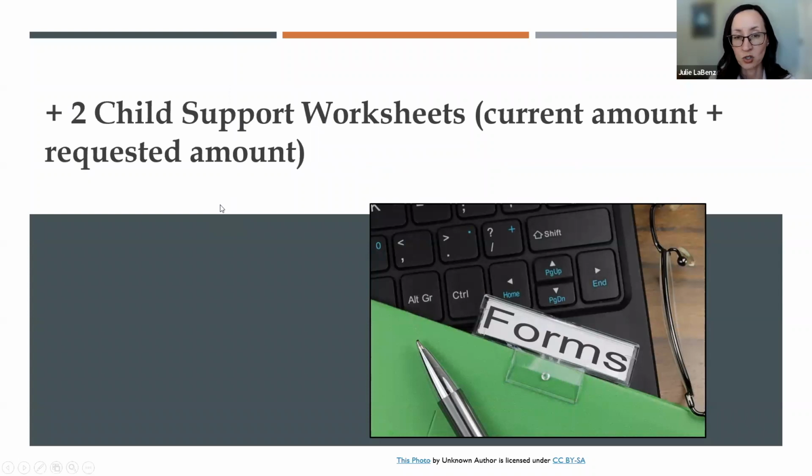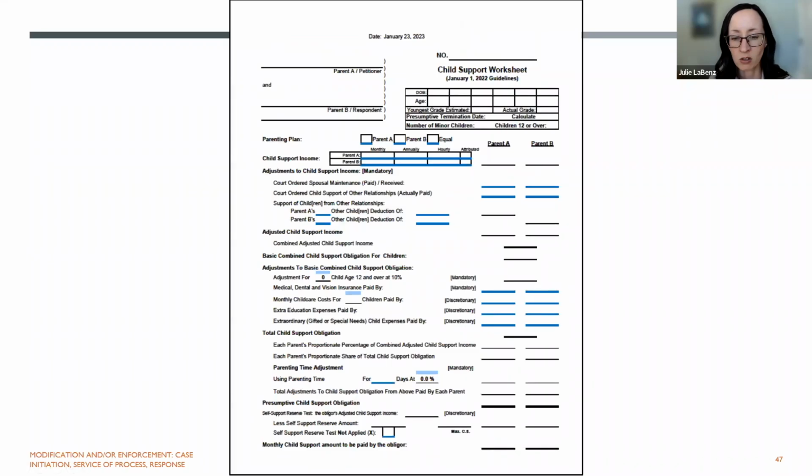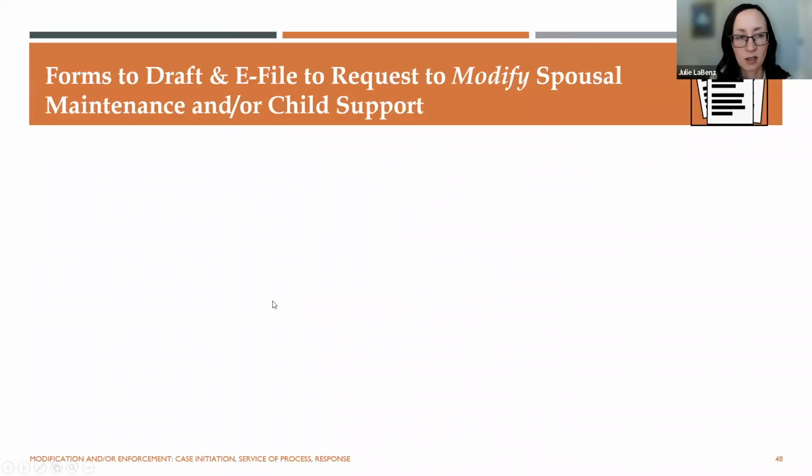You'll want to attach your 2 child support worksheets if you're looking to modify child support, showing the current amount and your requested amount. That's what the child support worksheet looks like. Of course, this is a blank one.